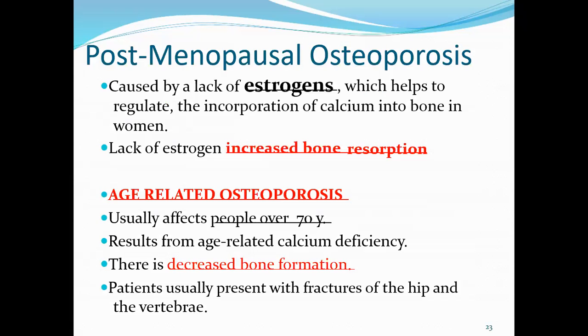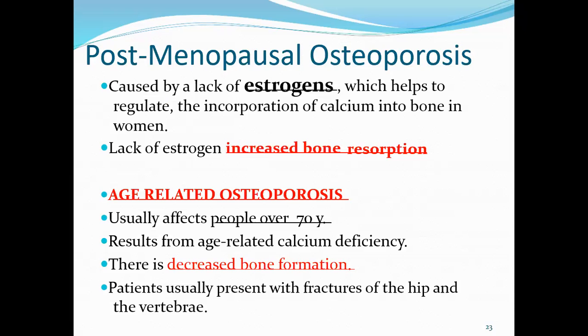Now postmenopausal osteoporosis means that after menopause in a lady, the menstrual cycle stops totally, and that condition is known as menopause. It is caused by the lack of estrogen, which helps to regulate the incorporation of calcium into the bone in women. If estrogen, which is responsible for the incorporation of calcium, is not present, the lack of estrogen increases the bone resorption, meaning excess calcium loss occurs in this case.